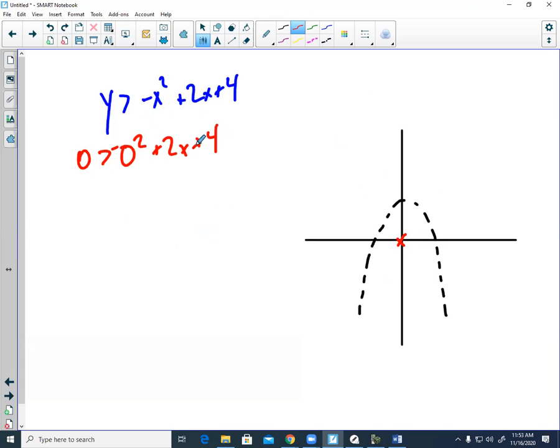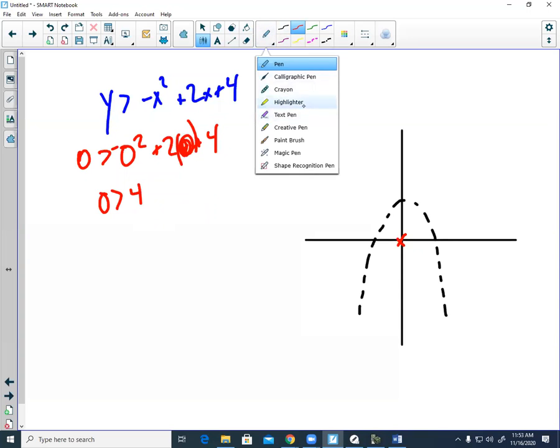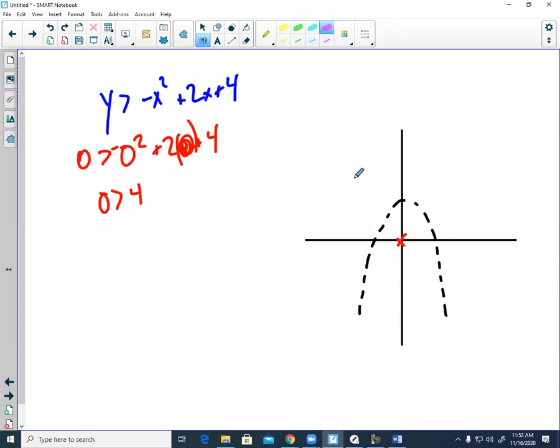So now I get 0 is greater than 0 plus 0 plus 4, which is 4. Is 0 greater than 4? Not everybody at once. No. Thank you. Floyd, yeah, you're right, I forgot. 0 is not greater than 4.